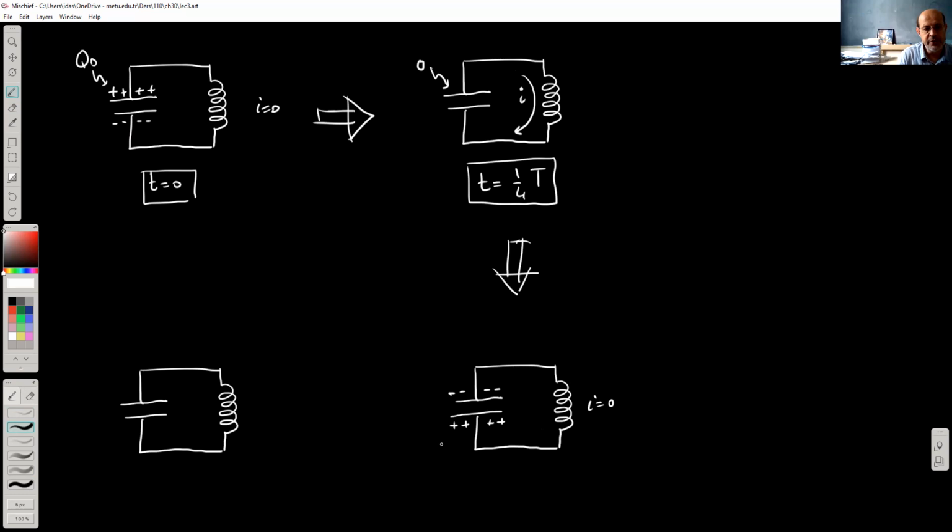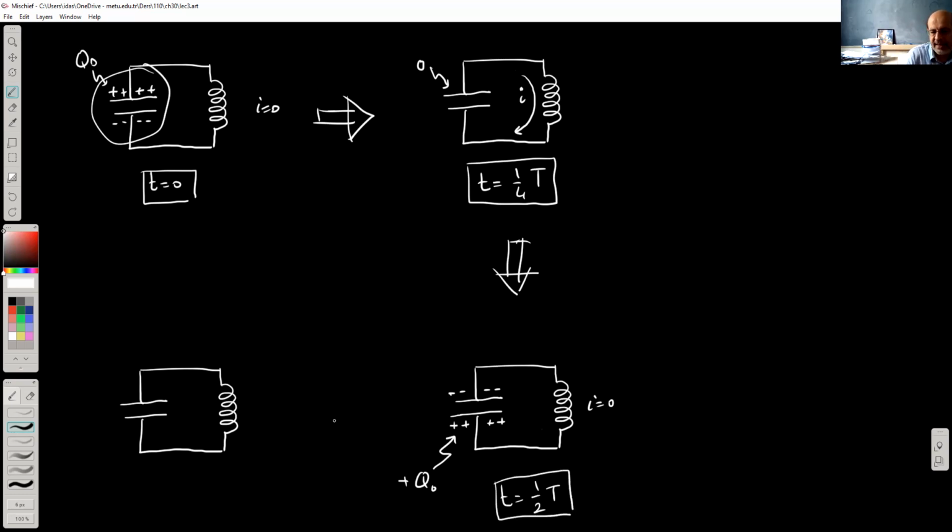So in that case, we basically have the charge plus Q0 on the lower plate and minus Q0 on the upper plate, because we know that in this moment, the energy of the inductor is 0. So all of the initial energy should be on the capacitor. This and that configuration have the same energy, so they should have the same charge, but with opposite sign. So that's the time which is basically half of the period.